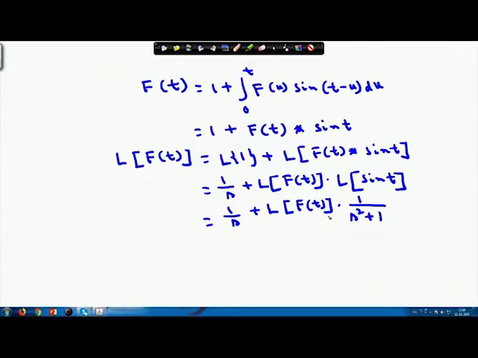So, this Laplace transform of f(t) into 1 by s square plus 1, I can take it on the left hand side of the equation, and I can take Laplace transform of f(t) as common. Then I will obtain 1 minus 1 by s square plus 1, into Laplace transform of f(t), equals 1 by s. So, now I can write down Laplace transform of f(t) in terms of s only.